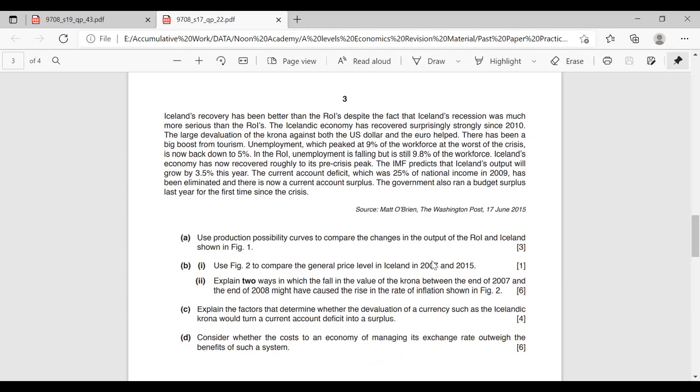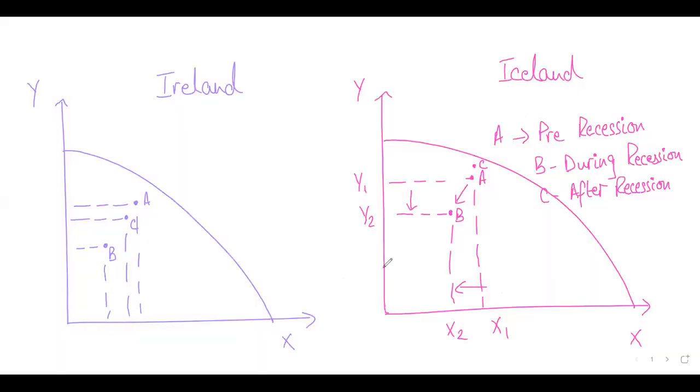It's not when there is a decrease in output. So when a recession happens, you move from a point on the curve to a point inside the curve, and when economic growth happens, you move from a point inside the curve to a point towards the curve, right? That is what you need to remember.